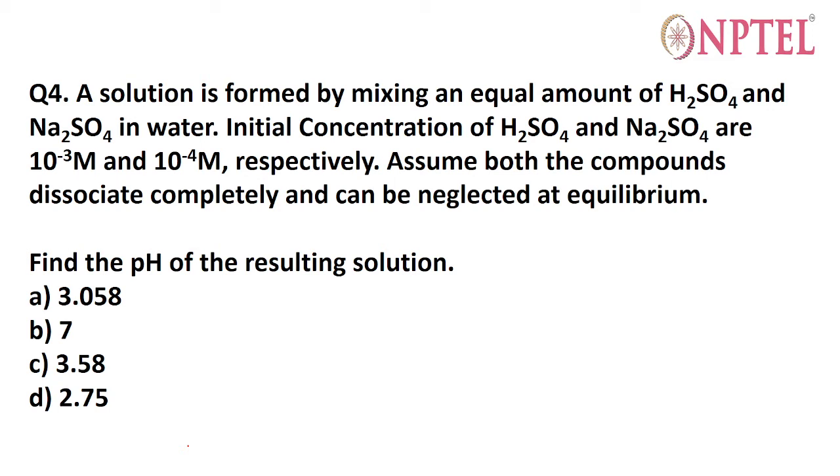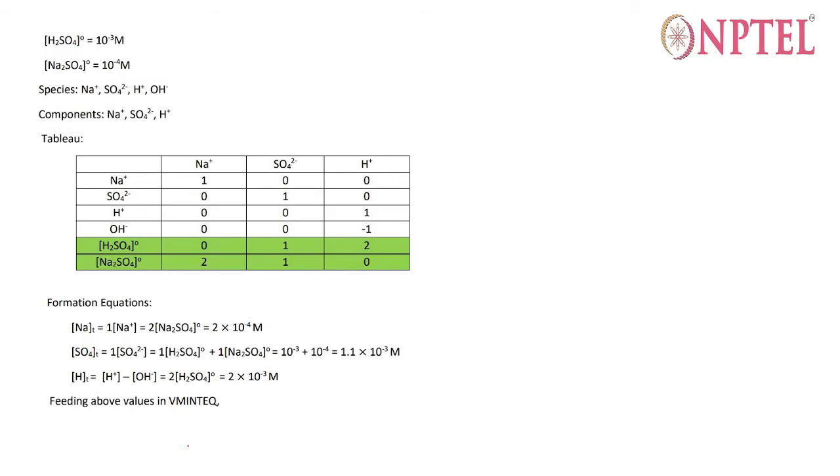Okay, we'll go for the solution now, not wait anymore. So the answer is D here, and I'll tell you how to solve this. From here you can see that the H2SO4 concentration was 10 to the power minus 3 molar and the Na2SO4 concentration was 10 to the power minus 4 molar.